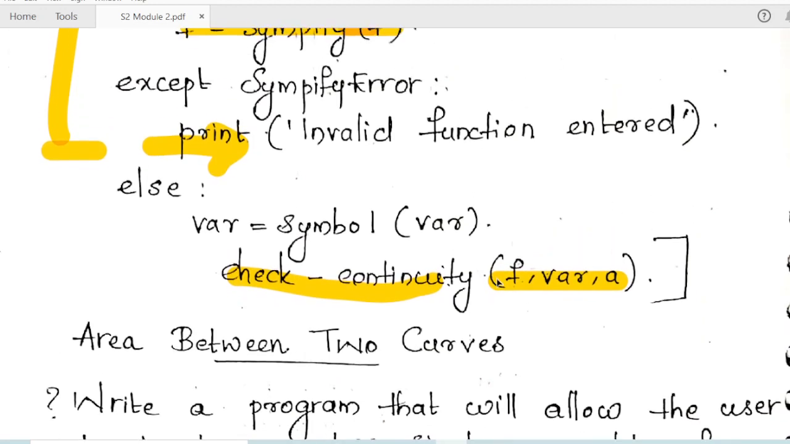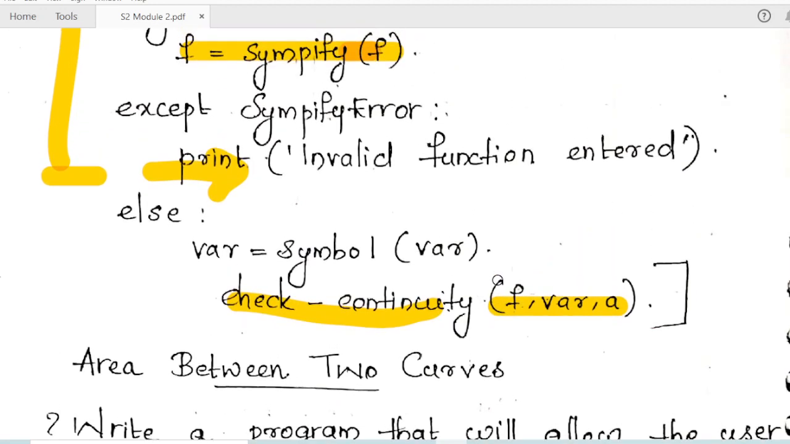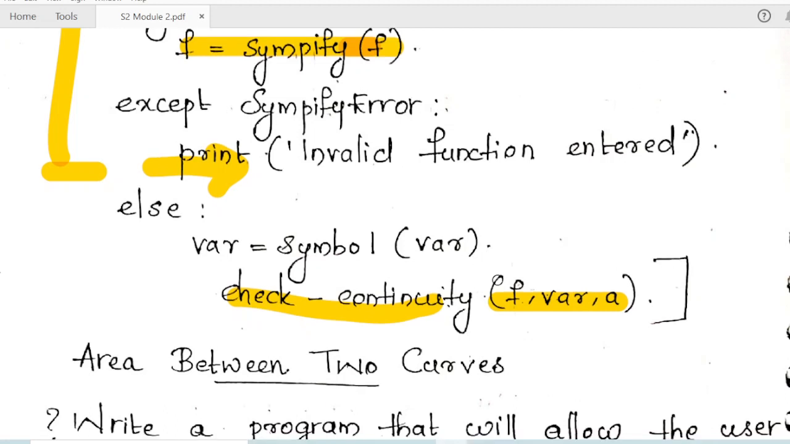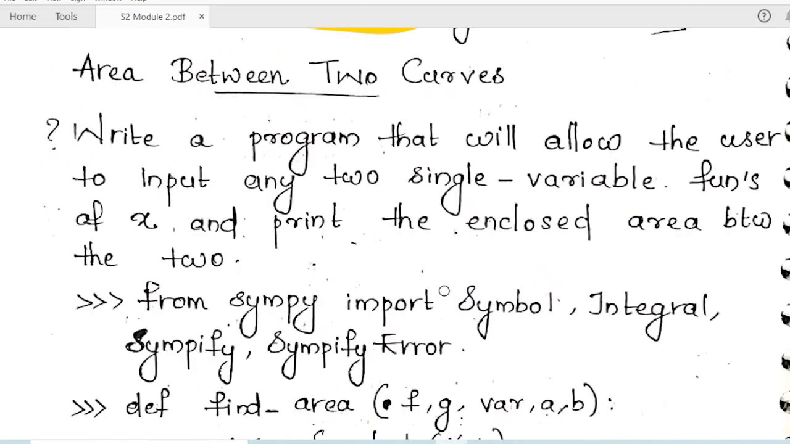So by this we will get the output whether a function is continuous or not at a point, Python will check that. So the next topic is area between two curves. Write a program that will allow the user to input any two single variable functions of x, and print the enclosed area between the two.